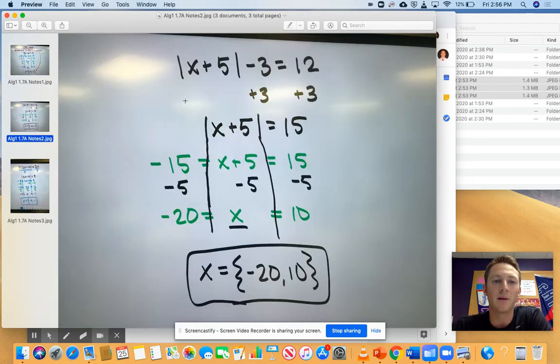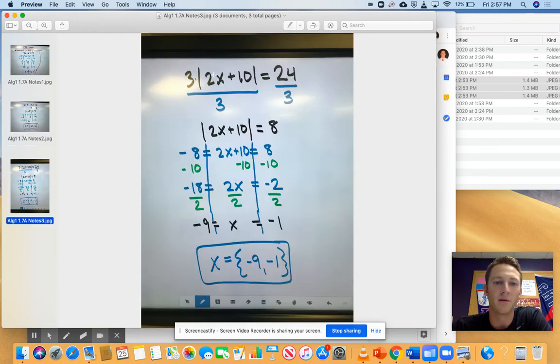Second example, we have absolute value signs. This time I actually wrote them: absolute value of x plus 5, and then minus 3 equals 12. So before we split it up and do 12 and negative 12, we have to get the absolute value to be the only thing on the left side. So let's get rid of this minus 3 on the outside. Let's add 3 over. Now the absolute value of x plus 5 by itself equals 15. Let's do negative 15 and 15. We're going to subtract 5 on all three sides. That's negative 20. These cancel, so x is by itself, and 10. So we have our two answers, negative 20 and 10.